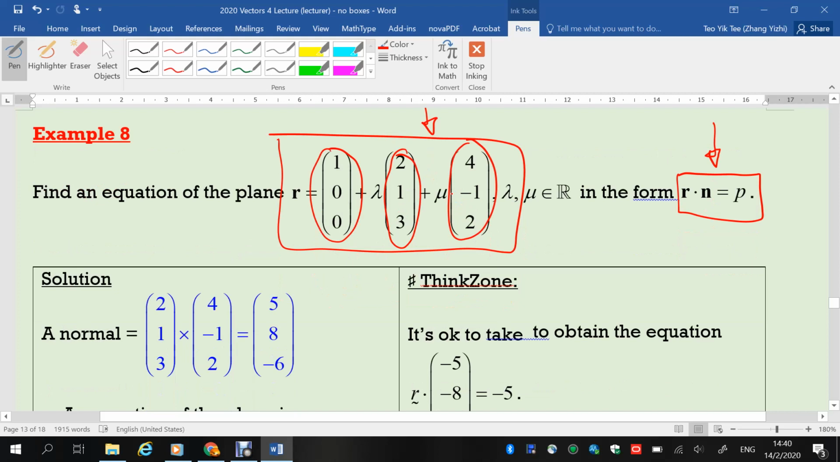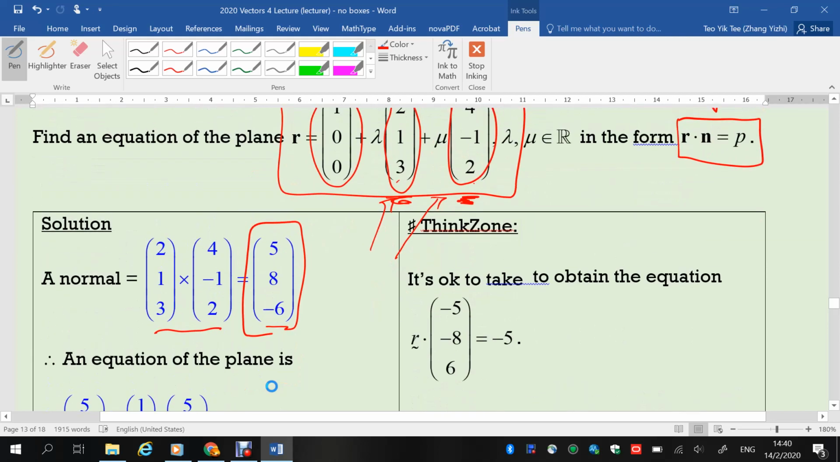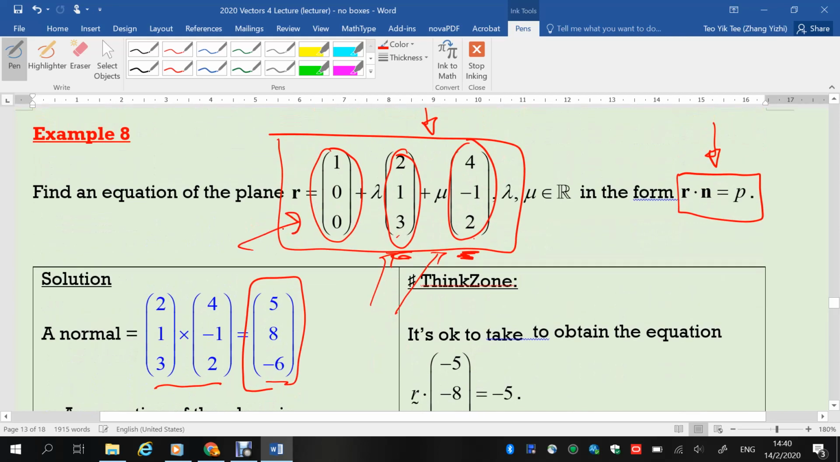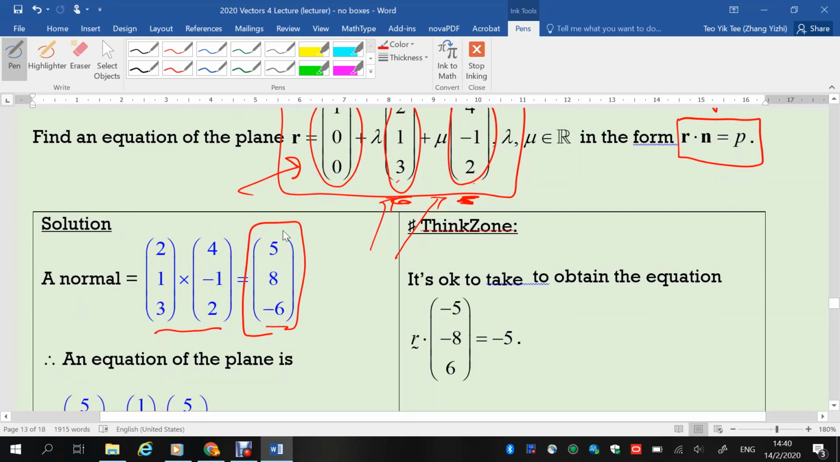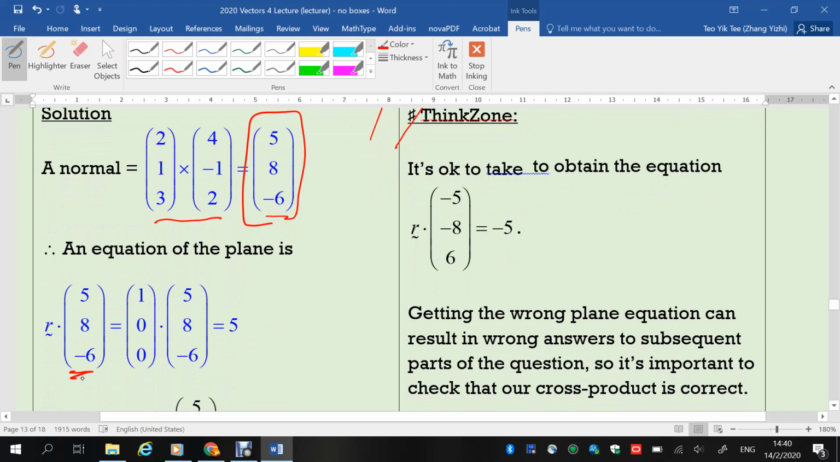So what I'm going to do now is I need to find the normal vector of the plane. The normal vector will come from these two directions. The normal vector is perpendicular to both directions at the same time. So if I were to do a cross product of the two direction vectors, I will be able to get the normal vector. Then the point that I'm going to use will be 1, 0, 0. So r dot n will be equal to a dot n, 1, 0, 0 dot with 5, 8, minus 6.